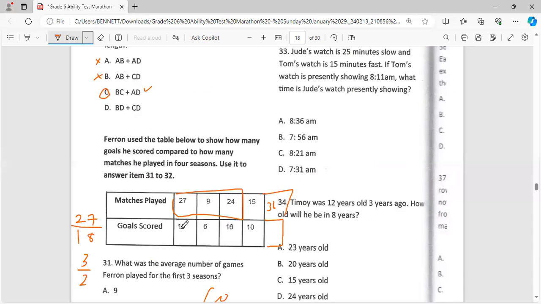Remember, look at them. If I break down 27 over 18, it's 3 over 2. If I break down 9 over 6, 3 over 2. If I break down 24 over 16, 3 over 2. 15 over 10, 3 over 2. 36 needs 24. That's right. So that'll be 3 over 2. So it has to be 24 if it continues like that.